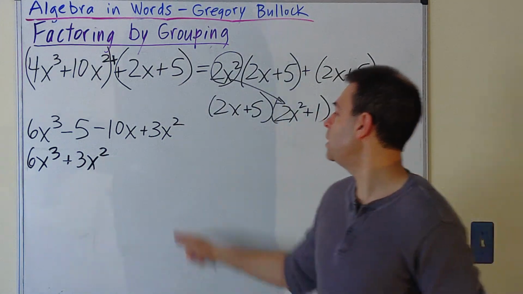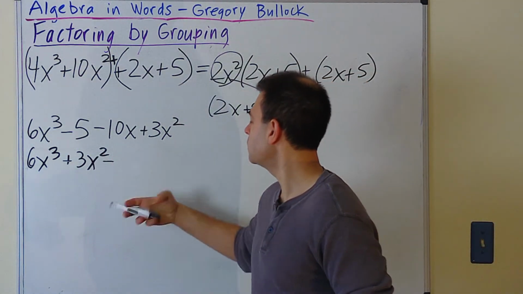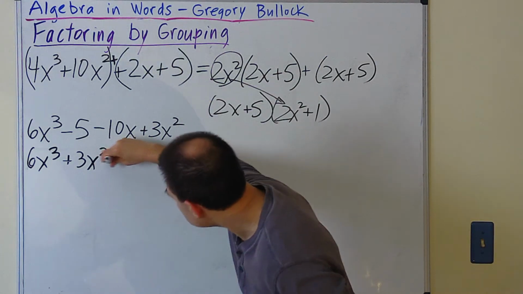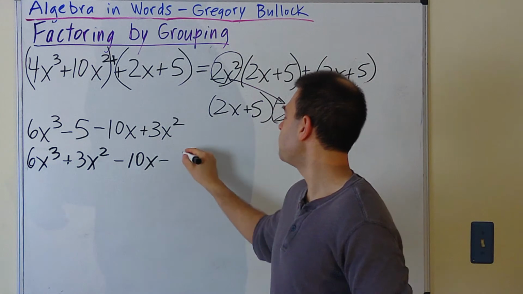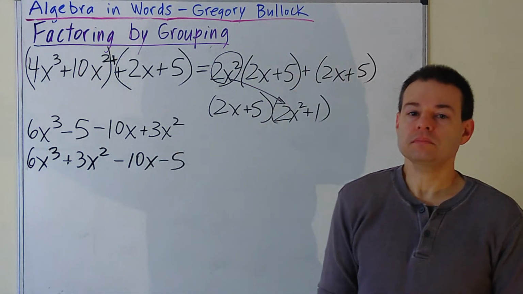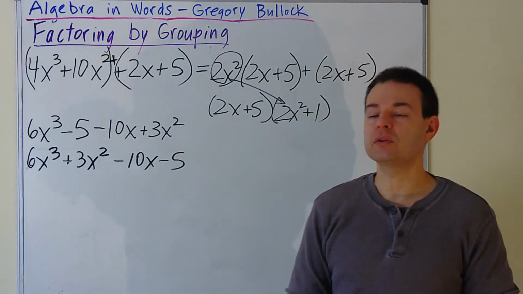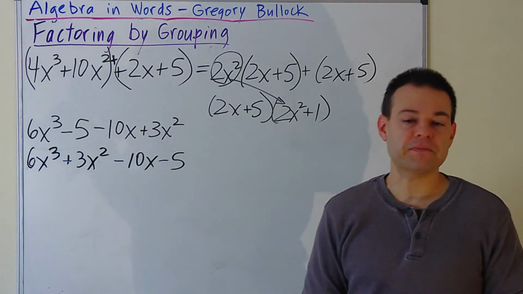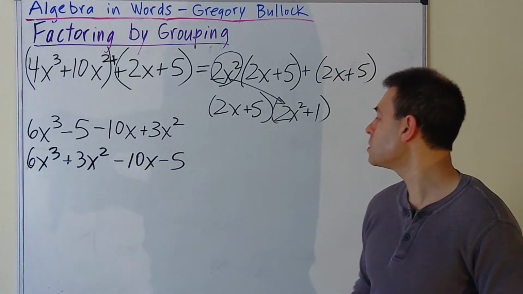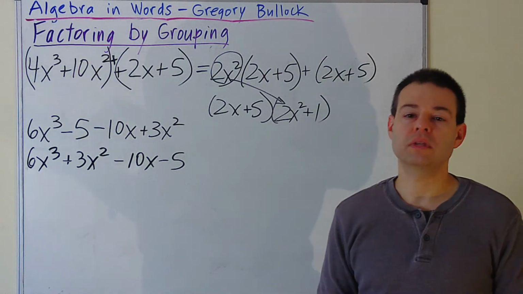The next would be minus 10x, and I'm going to do this for a reason. And minus 5 is the last term. Okay, so now we're in descending order. Now, before we do grouping, is there a greatest common factor among all four terms? And if we look through, no, there's not.